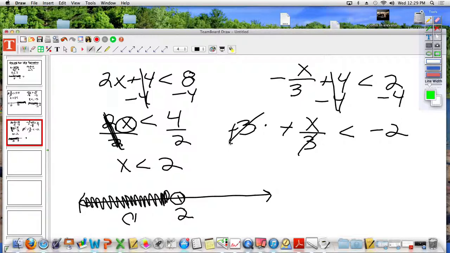I had to multiply by a -3 because I'm going to take a -3 times 1 over -3. I want the negatives to cancel out. A negative times a negative gets me a positive. So all I'm left with is an x.